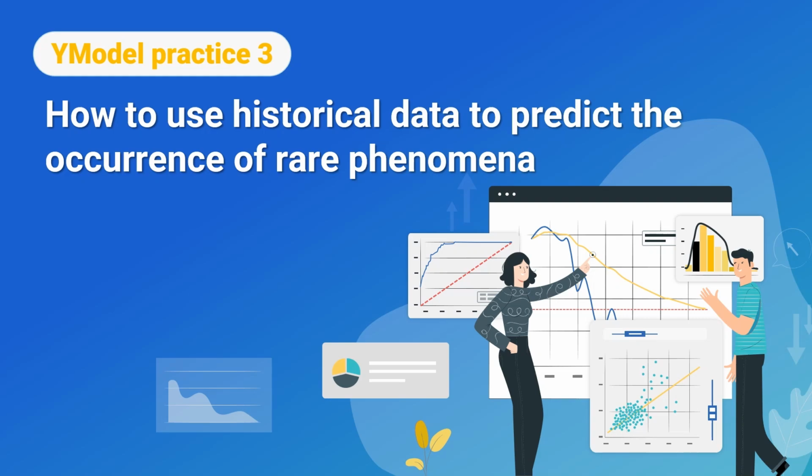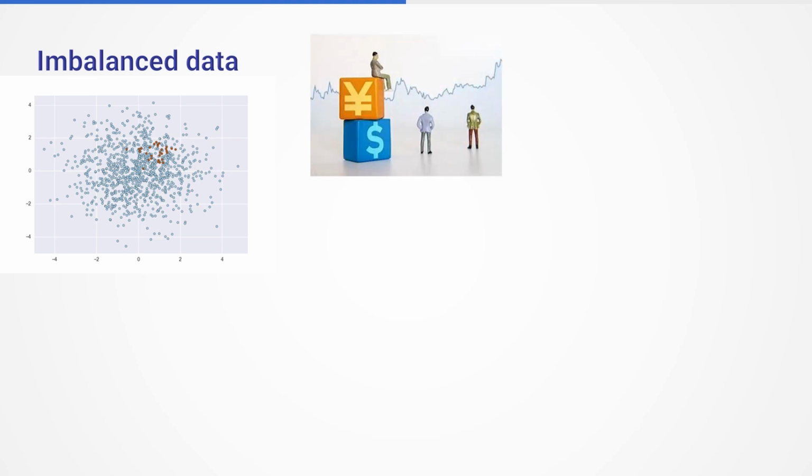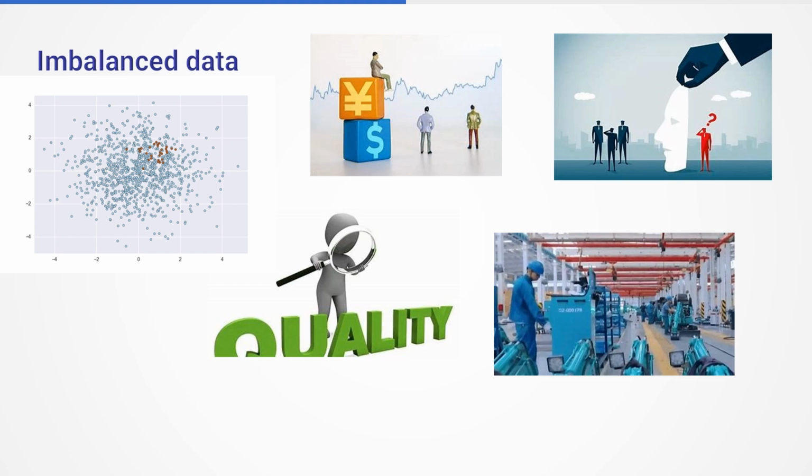YModel Practice 3. How to use historical data to predict the occurrence of rare phenomena. In many business scenarios, there is a phenomenon of data imbalance. For example, the defaulters in bank loans account for only a small portion of the borrowers, the fraudsters in insurance are individual phenomena, the proportion of defective products to all products is small, the unscheduled shutdown phenomenon in industrial production occurs rarely, and so on.